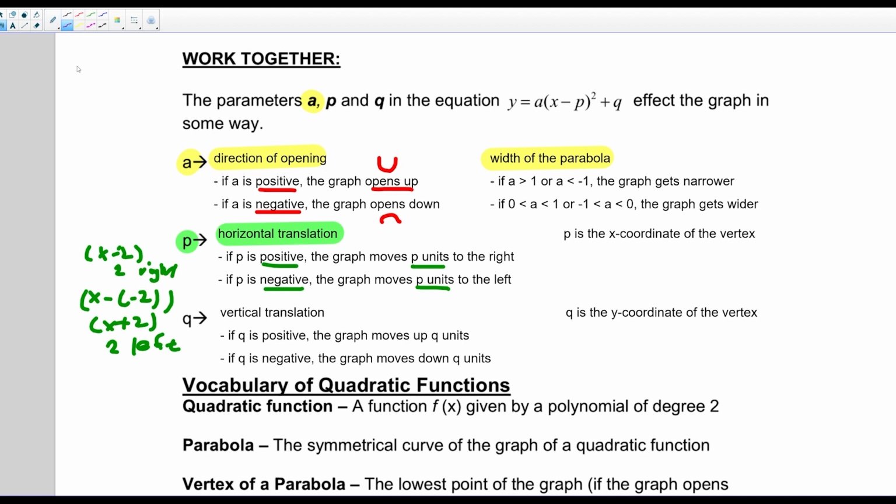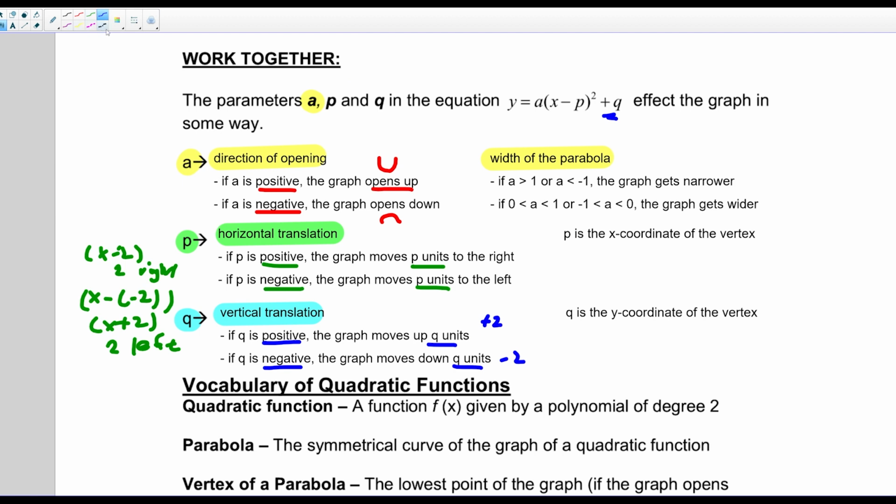Looking at our last parameter, we have now our Q value. So our Q value really just tells us about our vertical translation. This one's pretty straightforward. If Q is positive, then your graph is going to move up Q units. And if it's negative, it's just going to move down Q units. So if we have plus 2 at the very end here, then we're just going to go 2 up. And if it's minus 2, then we're just going to go 2 down.